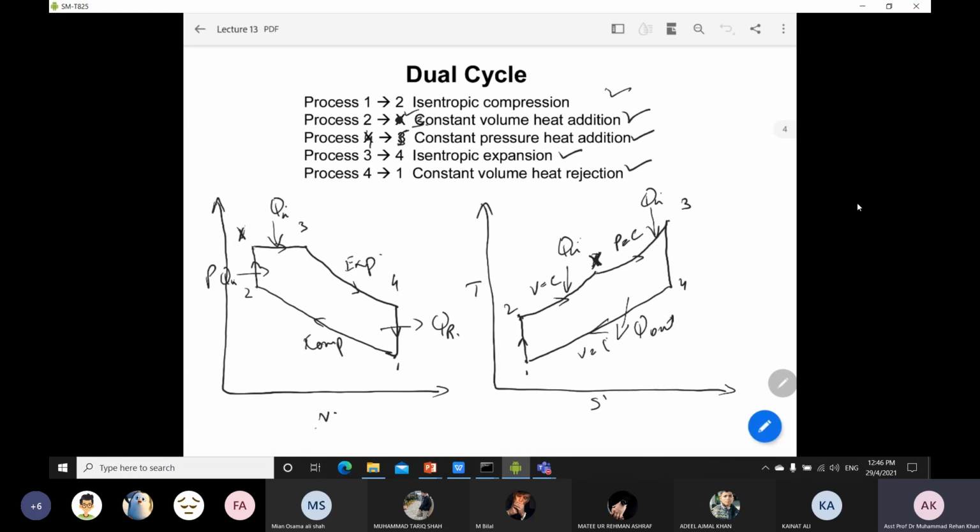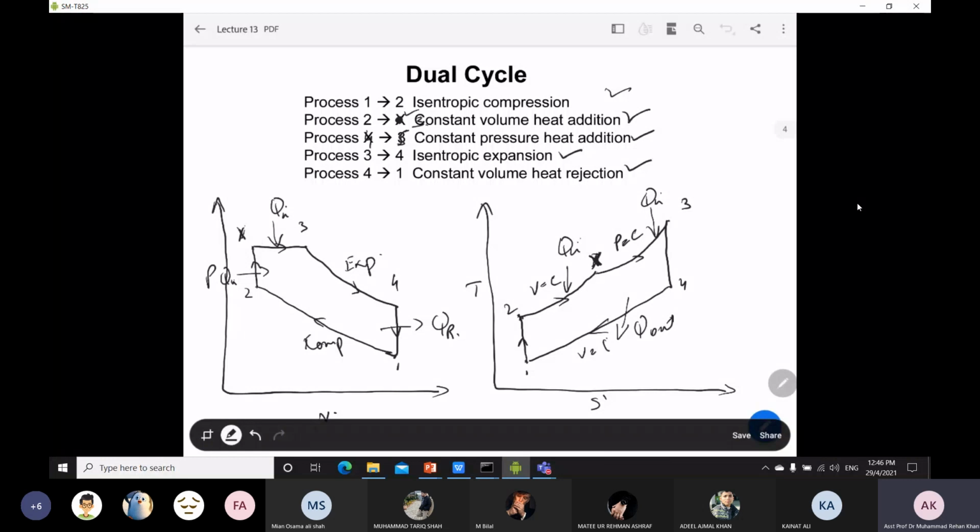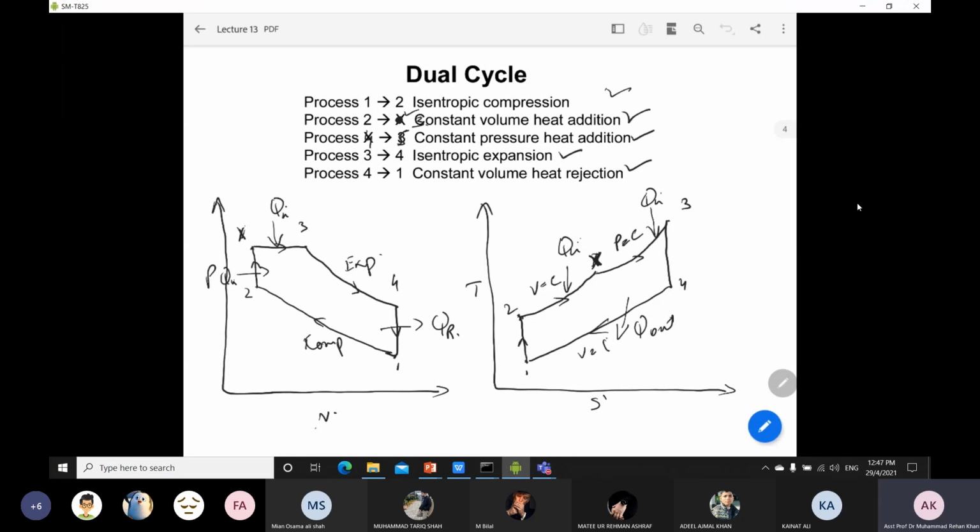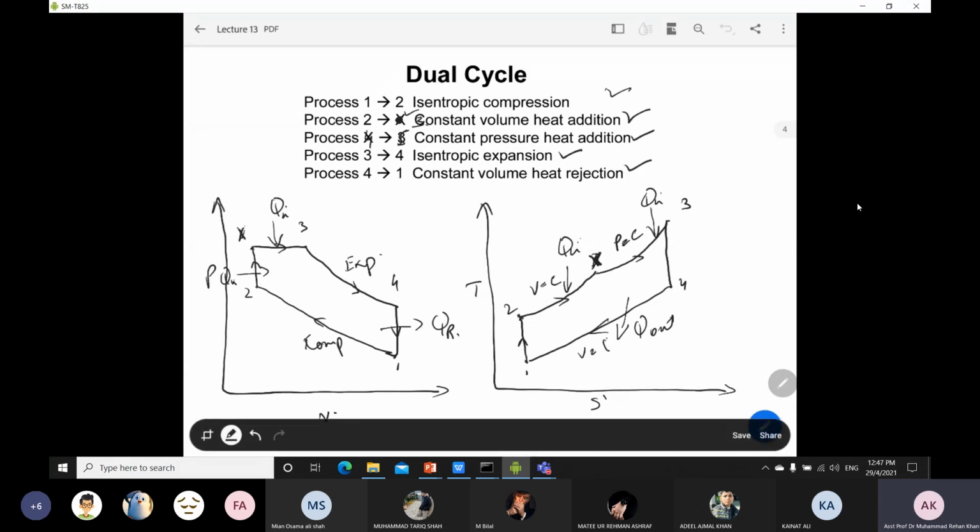So for X point, you can say it will be the end of the constant volume heat addition process and the start of the constant pressure heat addition process in the dual cycle. Okay, so this point is X, so you can denote it with any number, either you can say it will be 6, 7, 8. Okay, so it depends on you.